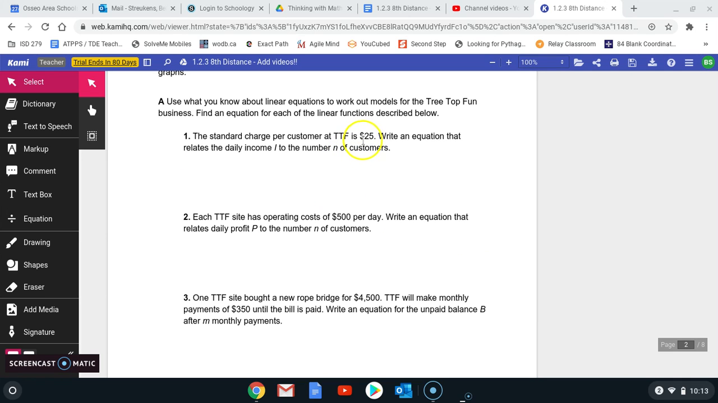They charge $25 per customer, but it costs them $500 per day to operate their business. So we need to combine the first equation that we found with the second equation that we found. So we need to make sure we have number 1 done before we can do number 2.